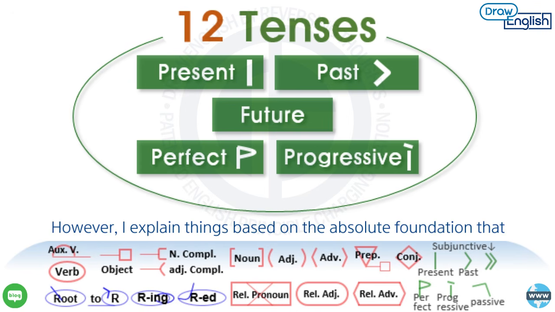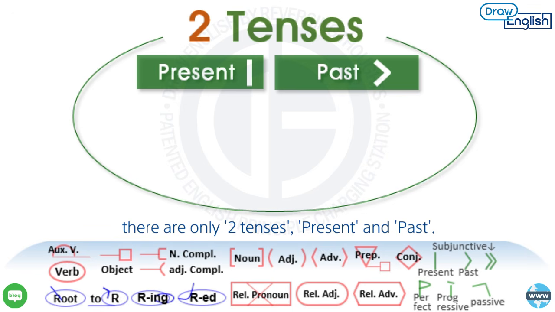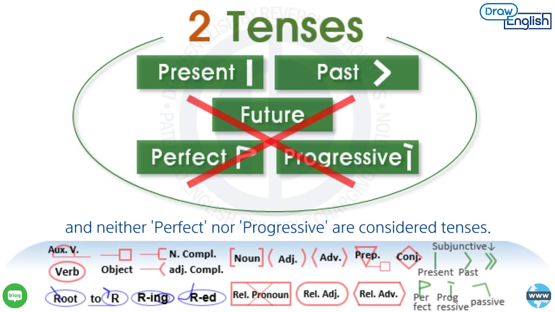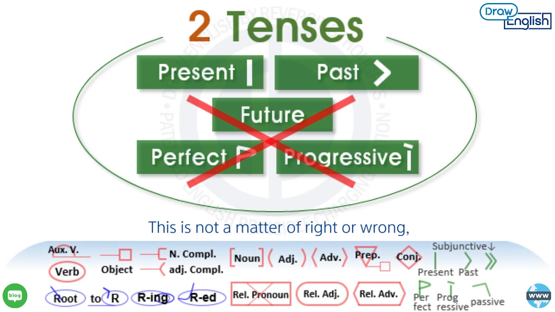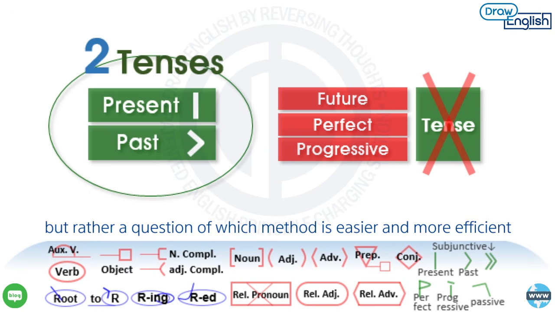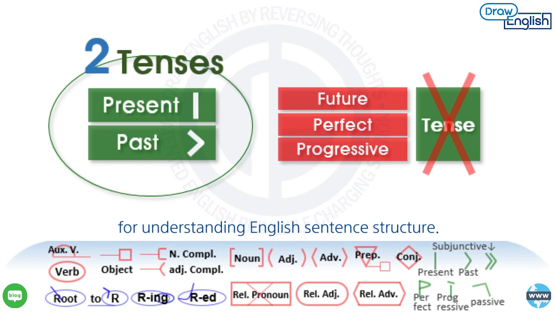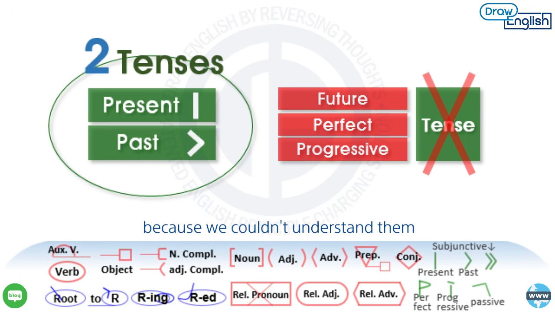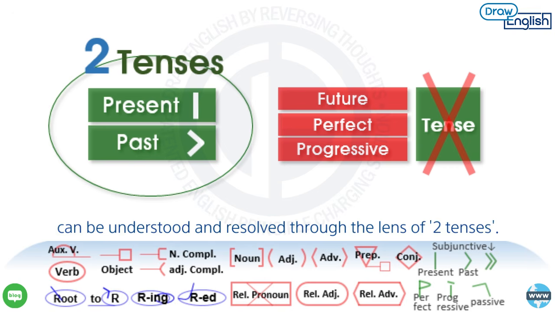However, I explain things based on the absolute foundation that there are only 2 tenses, present and past. In other words, there is no future tense, and neither perfect nor progressive are considered tenses. This is not a matter of right or wrong, but rather a question of which method is easier and more efficient for understanding English sentence structure. By applying this two tenses concept, most of the grammatical elements that have been frustrating us because we couldn't understand them can be understood and resolved through the lens of two tenses.